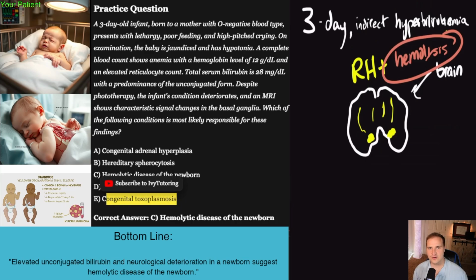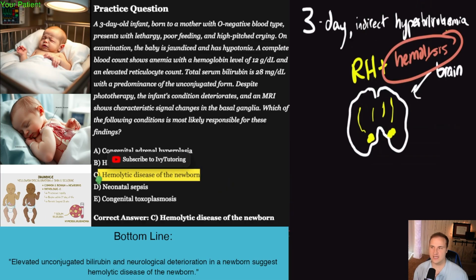And toxo. So with toxo, you'd see like the hydrocephalus, chorioretinitis, intracranial calcifications, but there's no mention of any calcifications or any eye findings here. And so this is definitely going to be hemolytic disease of the newborn.